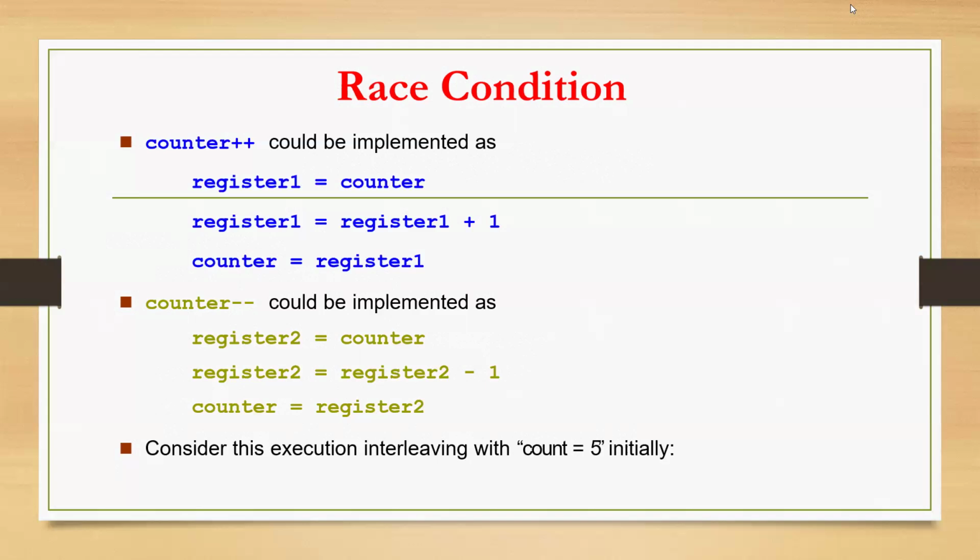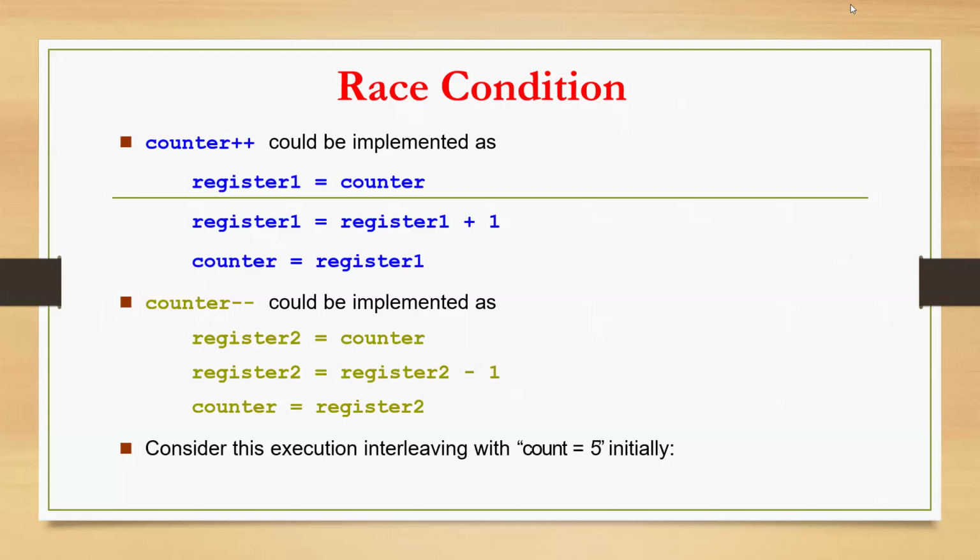With the help of the producer and consumer problem, we have the same example. So counter plus plus could be implemented as register 1 equals counter. So the initial counter variable will be assigned to register 1. Then once the process is incremented, register 1 equals register 1 plus 1 and counter equals register 1. This is what retrieves the item, the consumer process.